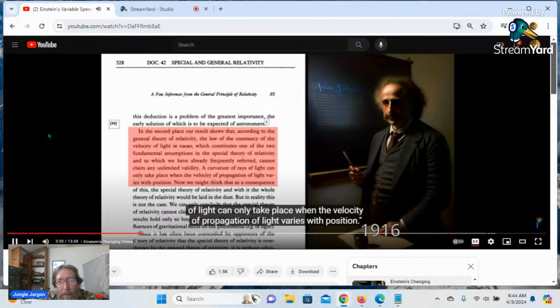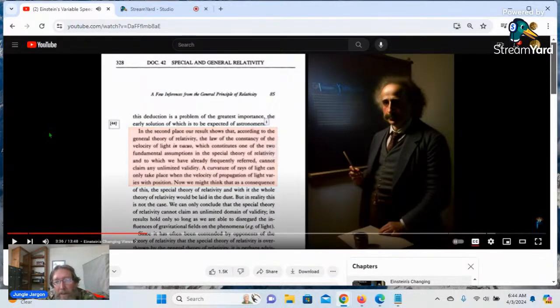"A curvature of rays of light can only take place when the velocity of propagation of light varies with position." Okay, the curvature can only take place where the velocity is not the same. In other words, with a variable speed of light. That's what gravitational lensing is. That's what a lens does. It slows down light more in one place than it does in the outer lying regions. And there are some simulations that show this too, which I probably won't be able to get into right now.